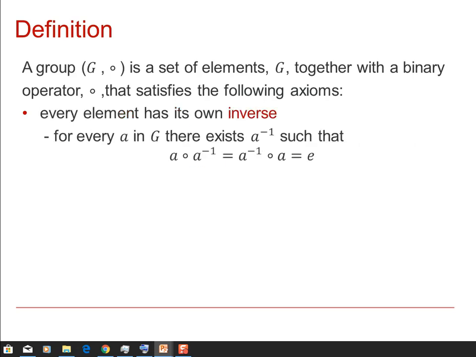And finally, each element must have an inverse. Now the inverse is the element which combined with A produces the identity. So we have that A combined with the inverse of A must be equal to the inverse combined with A. Notice that it has to work in both orders to give the identity element E.